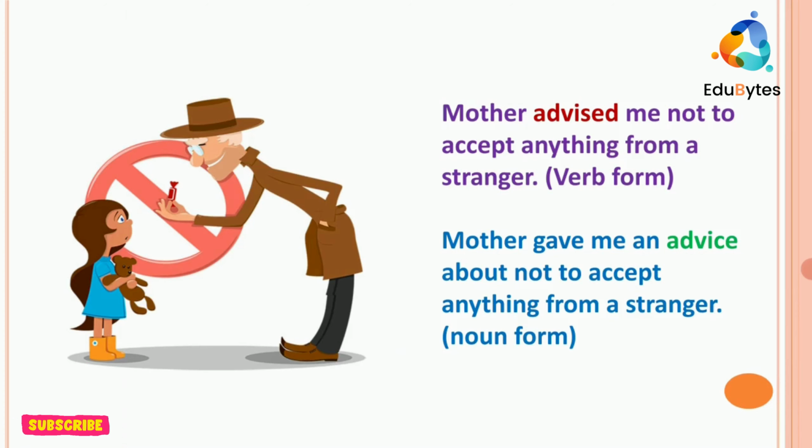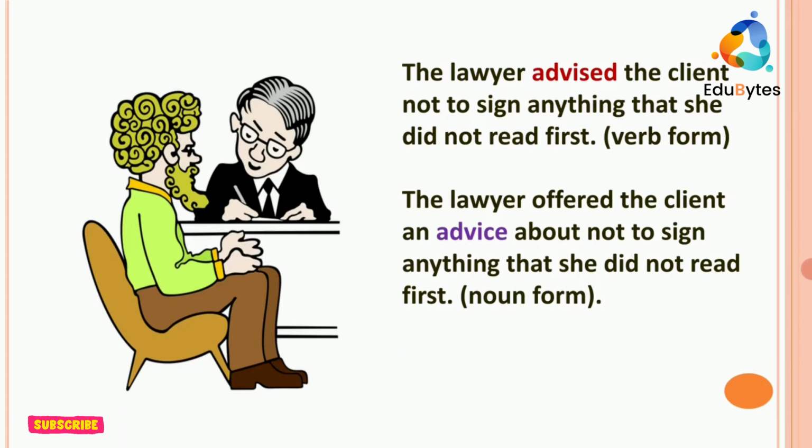And in the first sentence, advised has been used as an action word or doing word or a verb. Mother advised means mother gave me a suggestion. The act of giving an advice or suggestion is called advised. Clear? Next. The lawyer advised the client not to sign anything that she did not read first. The lawyer offered the client an advice about not to sign anything that she did not read first.